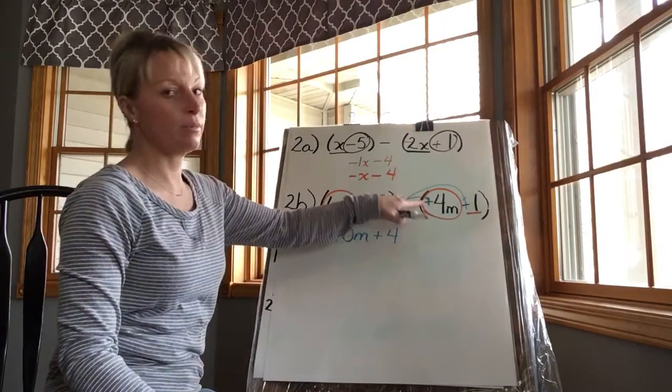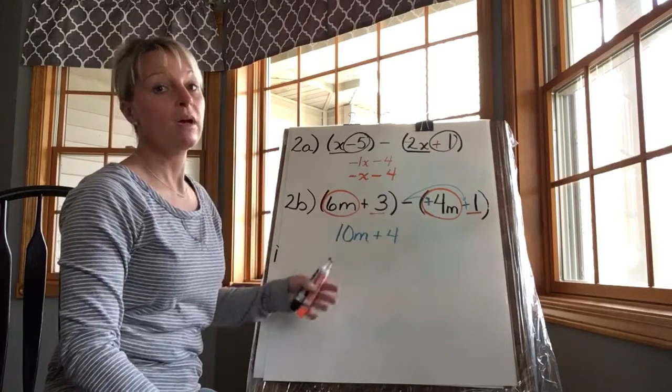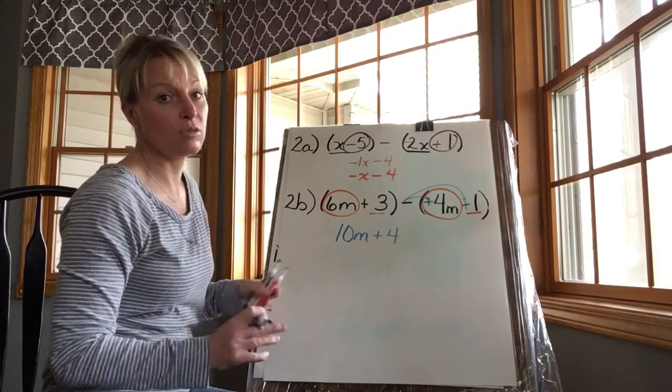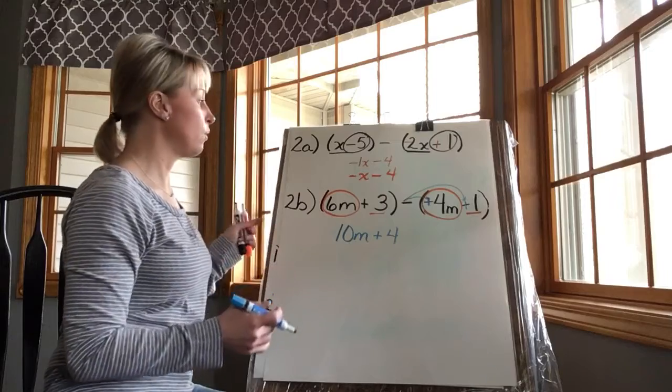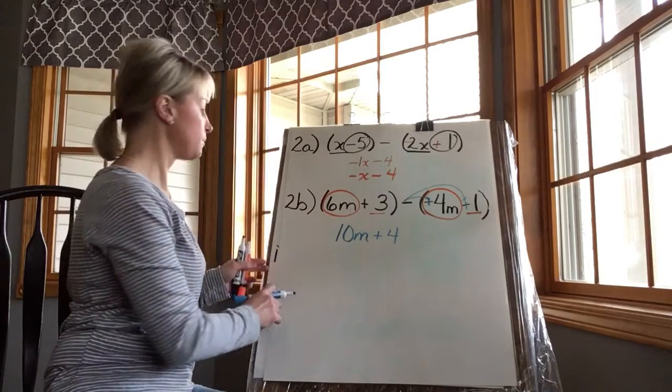Making sure we distribute the negative sign first before you combine like terms. When you combine like terms, you're adding whether they're negative or whether they're positive.